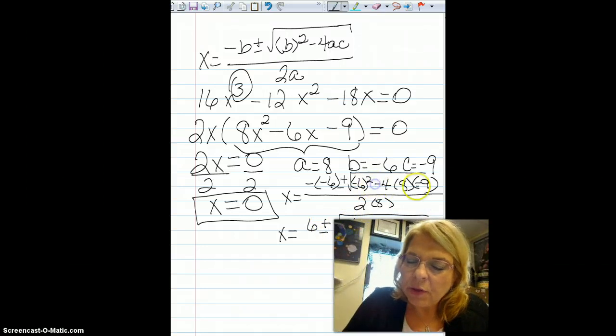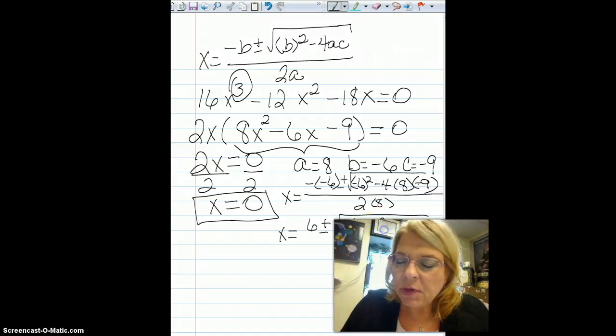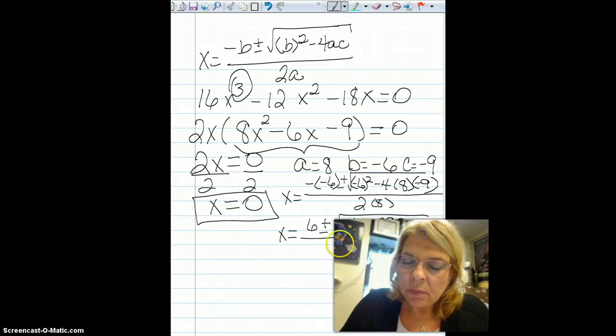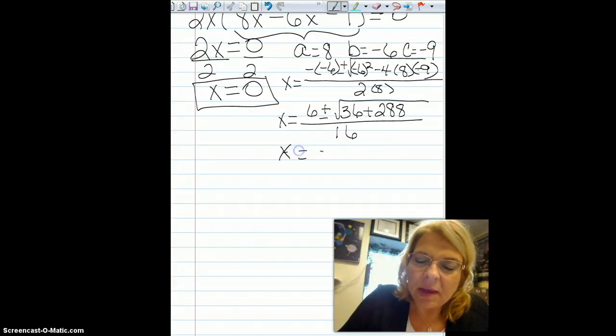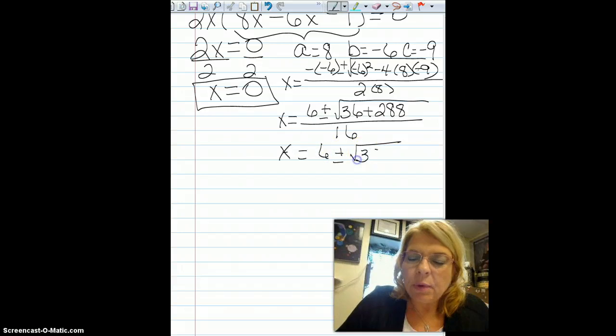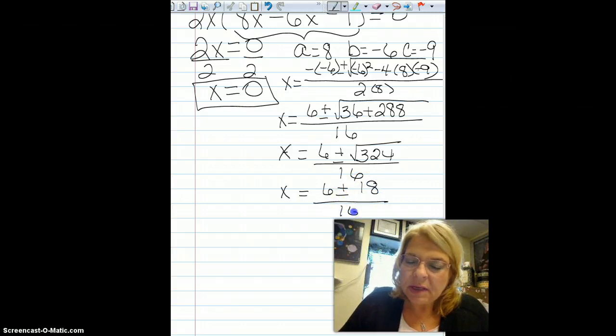36, and I've got two negatives in this quadratic, negative 4 and negative 9. When I multiply all of that together, I get positive 288 over 16. Continuing to do the math, I get 6 plus or minus the square root of 324 over 16. Taking the square root of 324, I get 6 plus or minus 18 over 16.